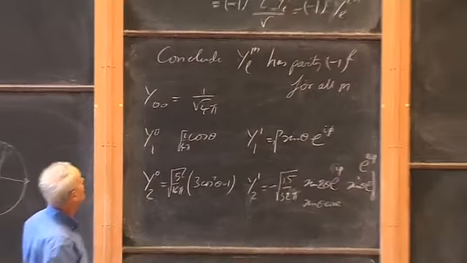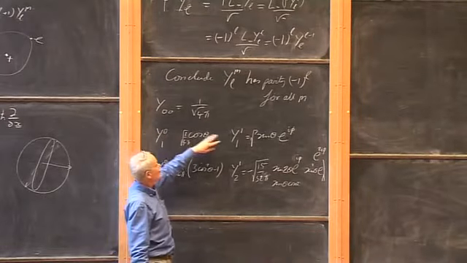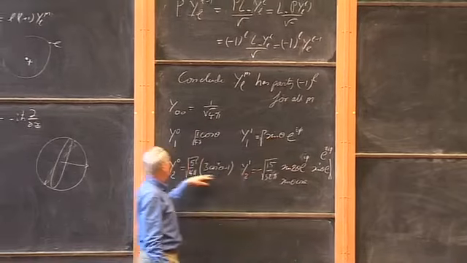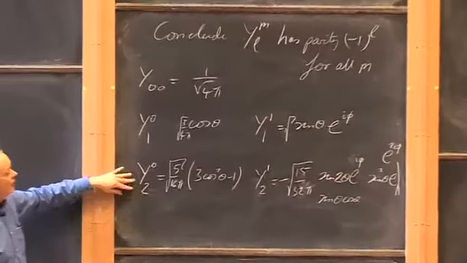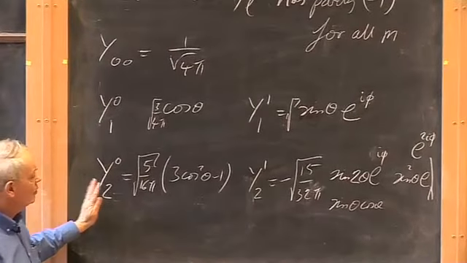That's what I wanted to show you. The y1s have a cos or a sine. The y2s have a strong whiff of cos 2 theta and sine 2 theta, right?